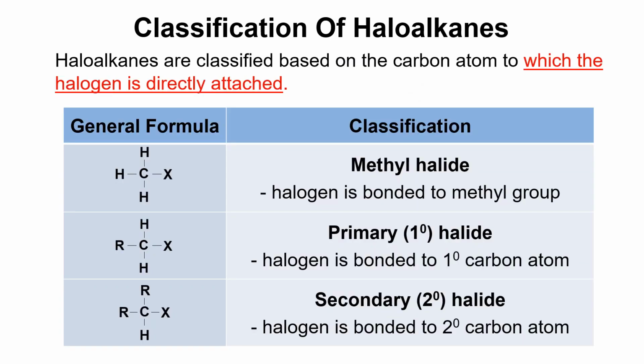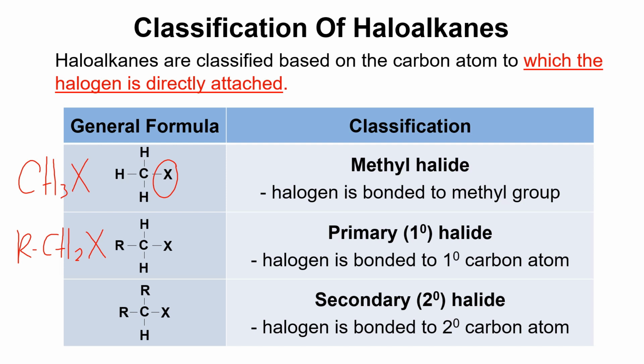Classification of haloalkane. Haloalkanes are classified based on the carbon atom to which the halogen is directly attached. The first general formula is CH3X. It is classified as methyl halide since the halogen is bonded to a methyl group. The second general formula is RCH2X. It is classified as primary halide where the halogen is bonded to a primary carbon atom.